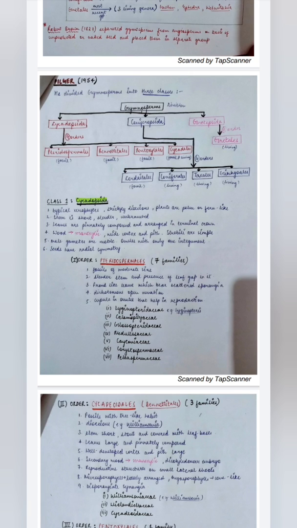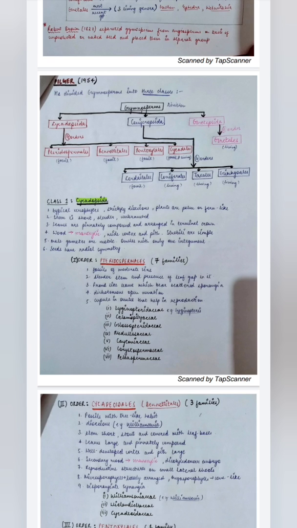Strobili are simple. Male gametes are motile. Ovules are unitegmic and seeds have radial symmetry. So Cycadopsida is further divided into four orders. The first order is Pteridospermales.